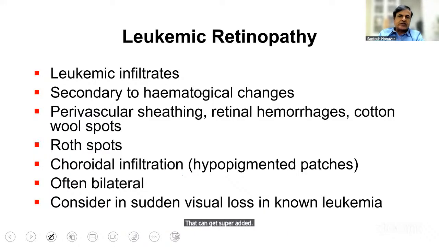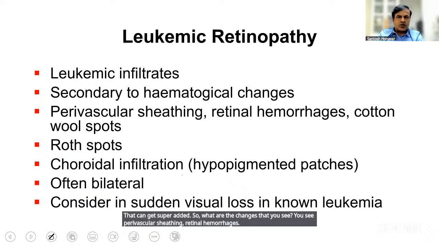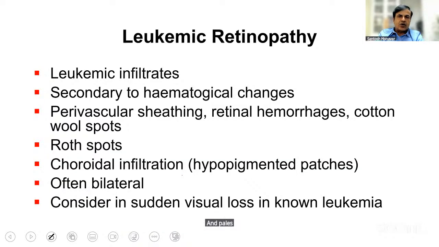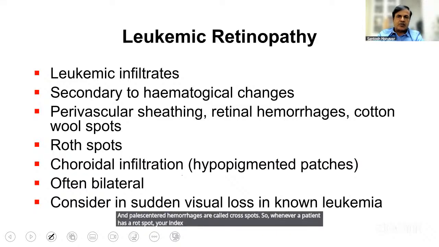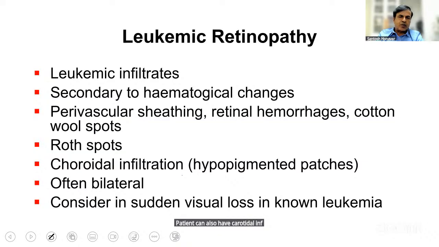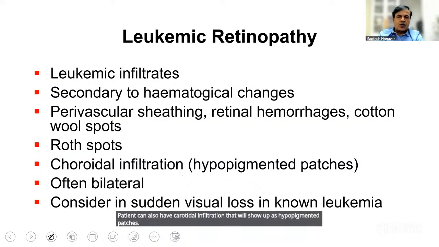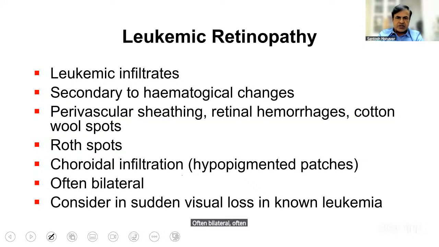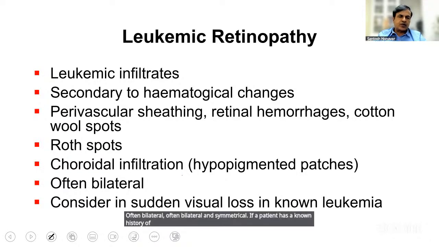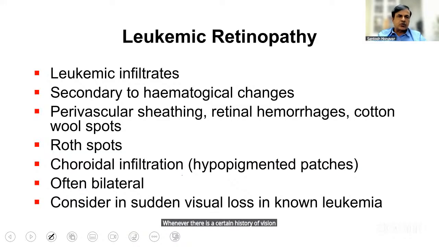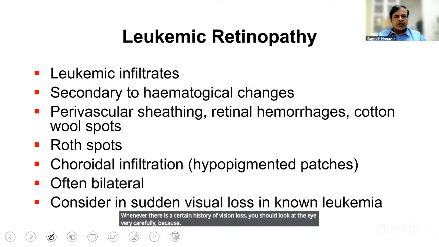So what are the changes that you see? You see perivascular sheathing, retinal hemorrhages, cotton wool spots, and pale centered hemorrhages are called Roth spots. So whenever a patient has a Roth spot, your index for suspicion for leukemic retinopathy should be very high. Patient can also have choroidal infiltration that will show up as hypopigmented patches, often bilateral and symmetrical. If a patient has a known history of leukemia, whenever there is a sudden history of vision loss, you should look at the eye very carefully because that is how these patients present.